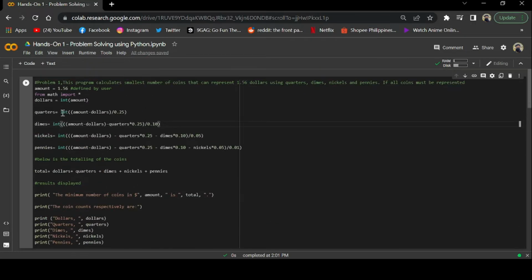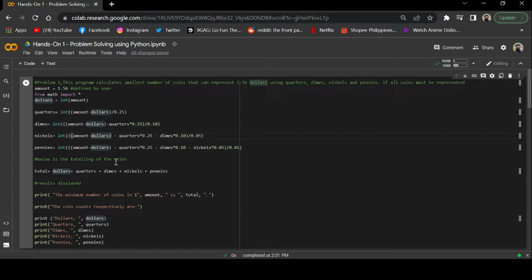So we're gonna have an amount, and we're gonna see if it will run shortly after I've explained nickels. Nickels equals int amount, same here, but minus dimes. Previously we minused quarters, now together with dimes, divided by 0.05. So pennies is equal to 0.01. So let's divide one here. So that's the value of each quarter, dime, nickel, and penny.